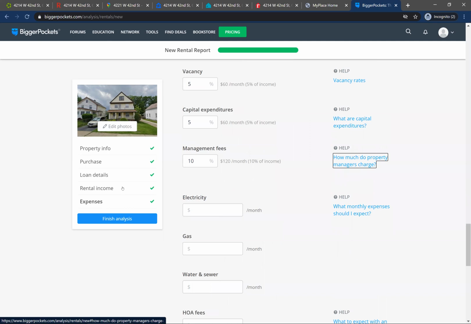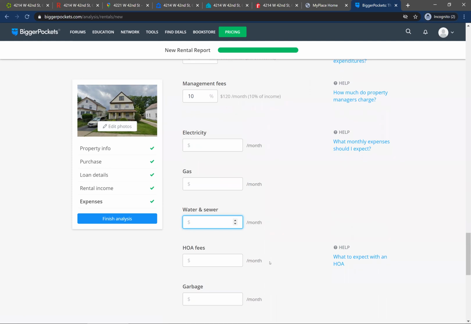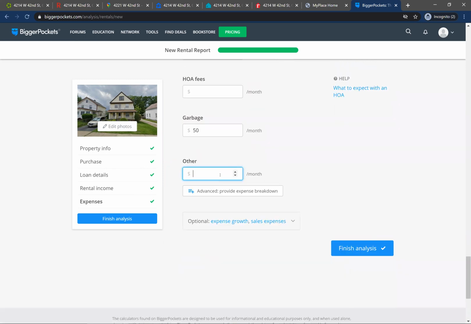In the case of a duplex, the electricity is paid by the tenant, so you don't need to think about that one. But the water and sewer, that part you need to pay. Normally it's around $100 per month. There is no HOA fee, and maybe garbage would be $50. You can add other expenses here, but if you don't have any, you can just leave it blank.